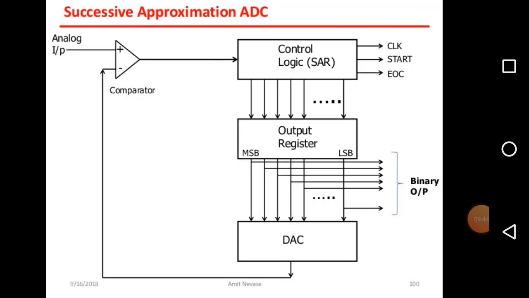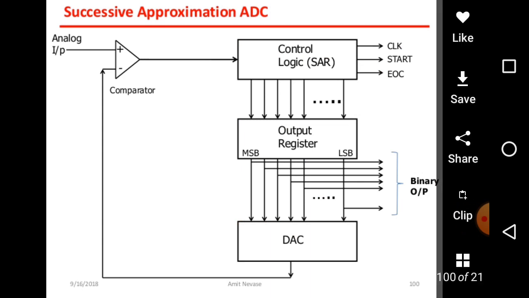Now we will discuss successive approximation type A to D converter, or SAR ADC. Here you can see in the block diagram, analog input is fed to the comparator, and the other input of the comparator is the output of the DAC. The control logic, that is the successive approximation register, has three outputs: clock, start, end of conversion. The output register is the input to the DAC, and you can take the digital output from that output register, which has LSB and MSB.